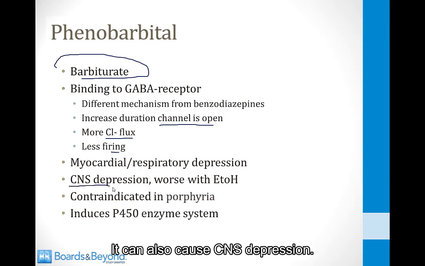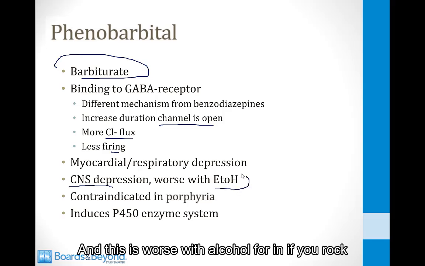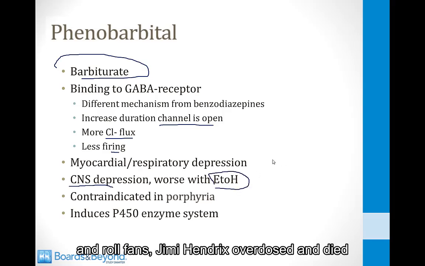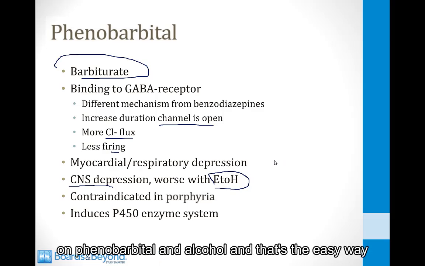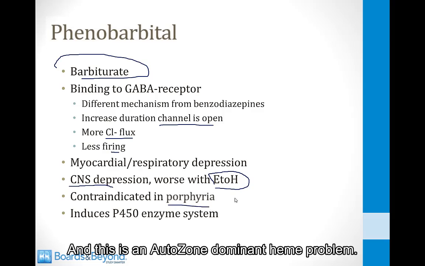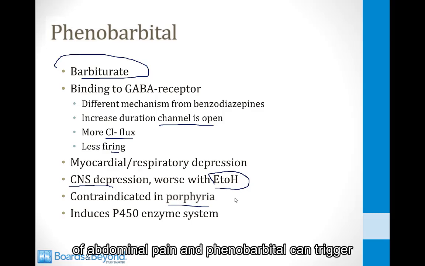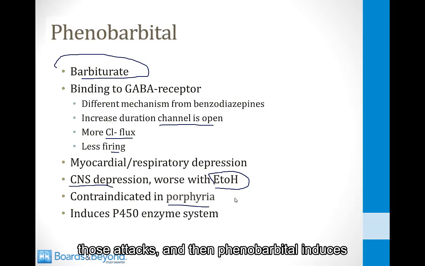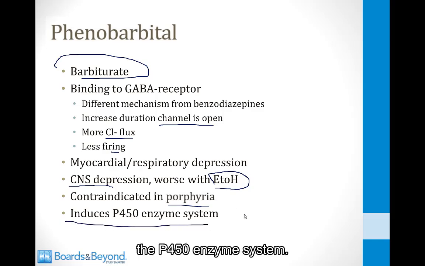It can also cause CNS depression, and this is worse with alcohol. For any of you rock and roll fans, Jimi Hendrix overdosed and died on phenobarbitals and alcohol, and that's the easy way I always remember these side effects. It's contraindicated in a really rare condition called porphyria, and this is an autosomal dominant heme problem, and patients who have this condition get attacks of abdominal pain, and phenobarbital can trigger those attacks. And then phenobarbital induces the P450 enzyme system.